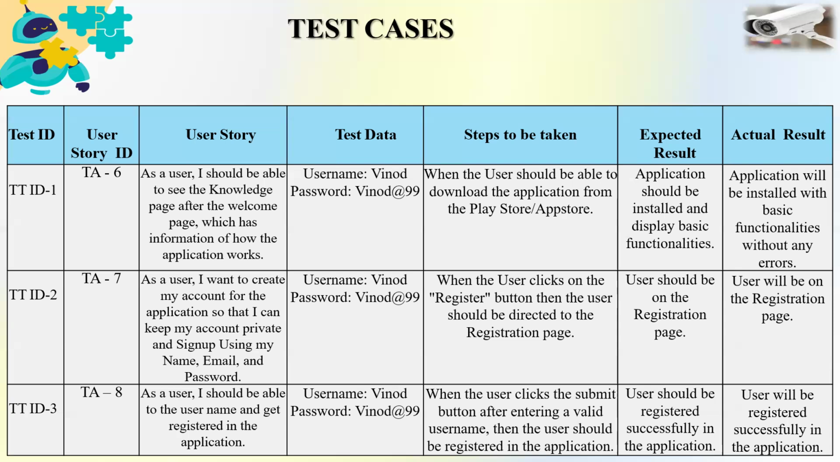The second case was the user wanted to create an account for the application so that he could keep it private and sign up using name, email, and password. The test data was the same, and when the user clicked on the register button, the user should have been directed to the registration page. The expected result was that the user should have been on the registration page, and the result that we got was the same as the expected result.